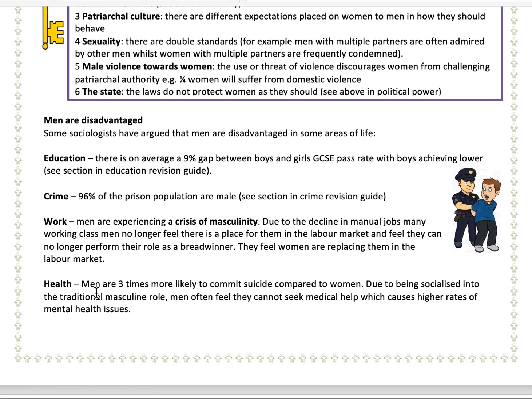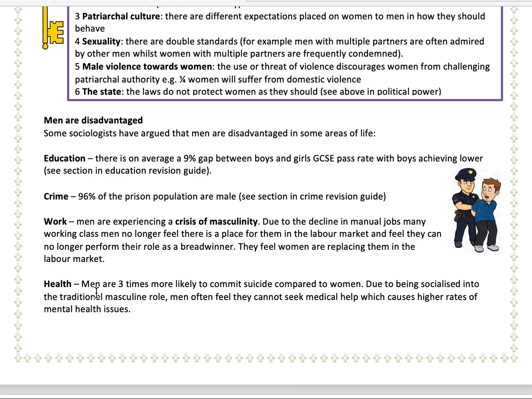But also we've got the idea that men are disadvantaged in our society. So education, 9% gap between attainment levels. You can refer to things like lack of male role models in school, teacher labelling, feminisation of education. You've got crime, so 96% of the prison population are male. So things like gender socialisation, status frustration, all those kind of things that would lead working class boys into crime.